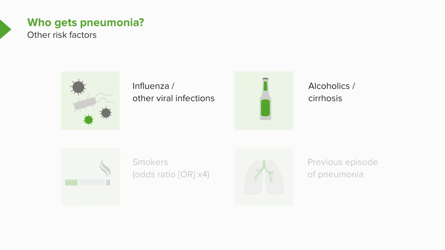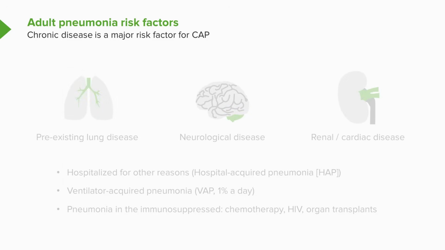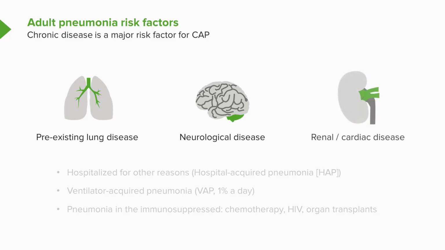Other people who are more susceptible to pneumonia are alcoholics or people with liver cirrhosis because that affects the ability of the immune system to fight bacteria. Smokers, that allows the bacteria to establish infection in the lungs more readily. Actually, having had one episode of pneumonia makes you 2 or 3 times more likely to have another episode. It marks you out as somebody susceptible to pneumonia. And then patients with chronic disease, chronic lung disease, COPD, for example, chronic neurological disease, dementia, previous stroke, etc., any renal impairment or cardiac failure. These are all reasons why these all increase the chance of getting community-acquired pneumonia.